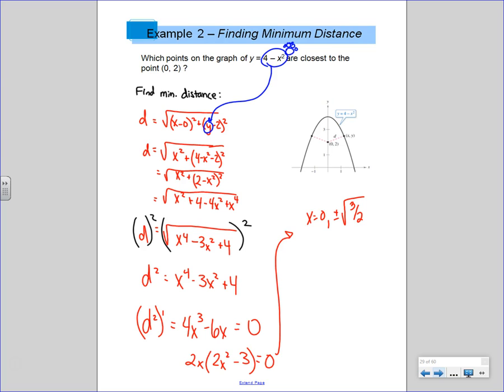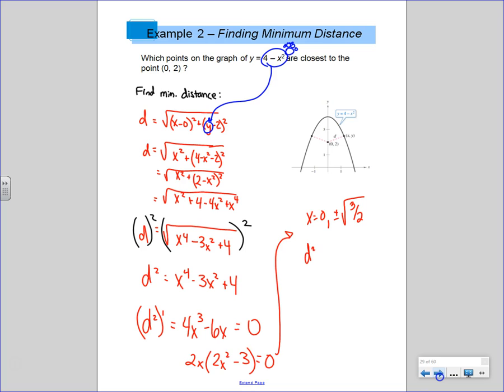Here's the question, though. Which one is the minimum? Could one of these be the maximum? Maybe we should justify them. Do you want to do the first derivative? Do we have a second derivative? We could find it. It'd be 12x squared minus 6. Let's just do the second derivative.